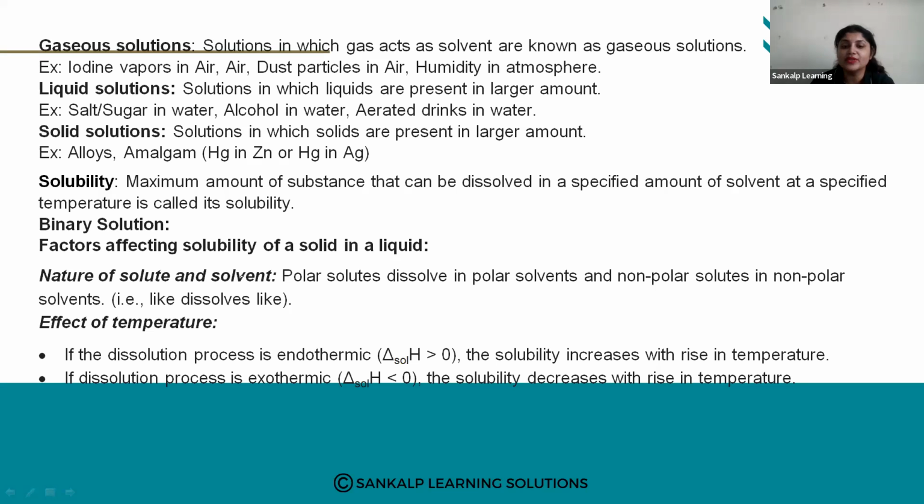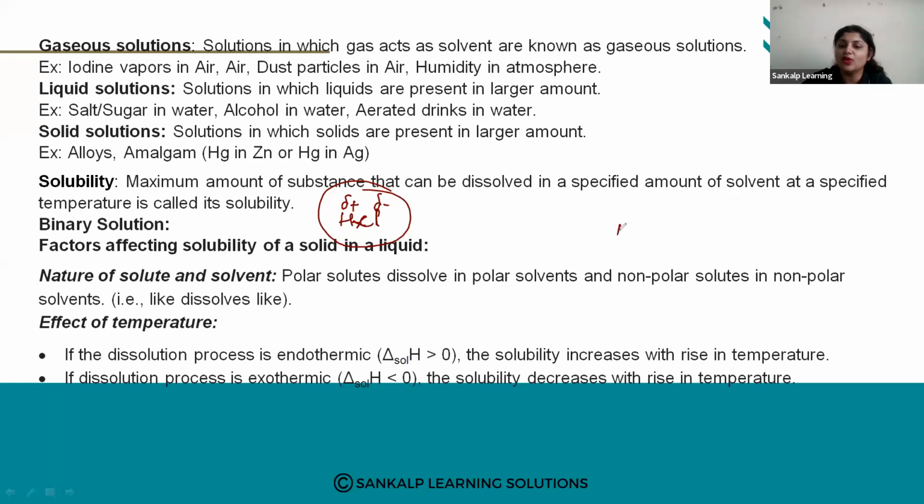So, nature of solute and solvent: a polar solute dissolves in a polar solvent and a non-polar solute dissolves in a non-polar solvent. Like dissolves like. So what does polar mean? Polar molecules, for example, HCl. Chlorine is a highly electronegative atom, so it tends to pull the electron towards itself. As a result, it gets a partial negative charge and hydrogen a partial positive. So this is a polar bond.